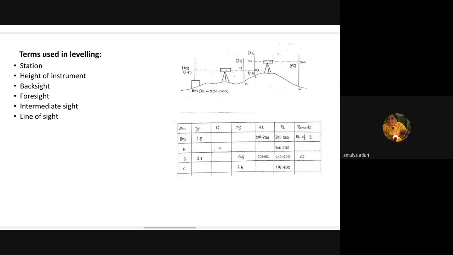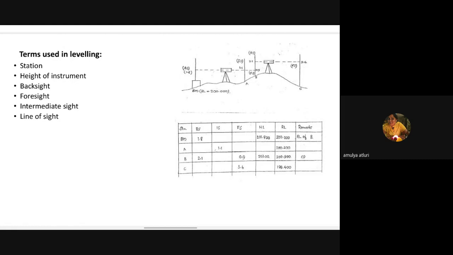Okay, now welcome to the third session of Geomatics Engineering GATE class. We have previously discussed linear measurements, angular measurements, and errors and rectifications. And we have gone for leveling, right? In the previous class, we discussed what is leveling, why do we level, uses, objectives, and what are the types of leveling, right? So let's quickly go through a few terms in leveling.